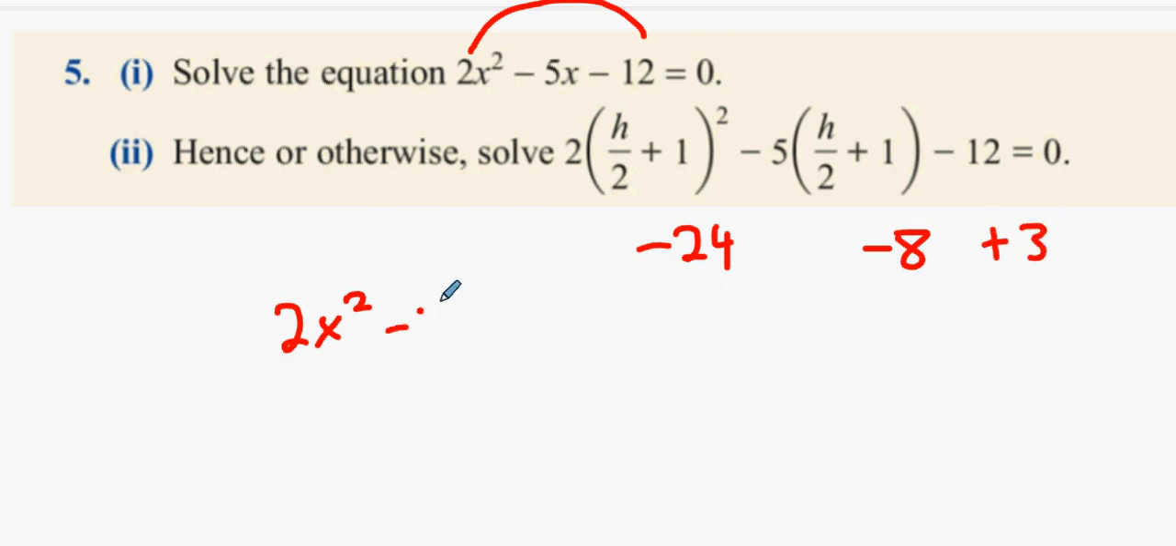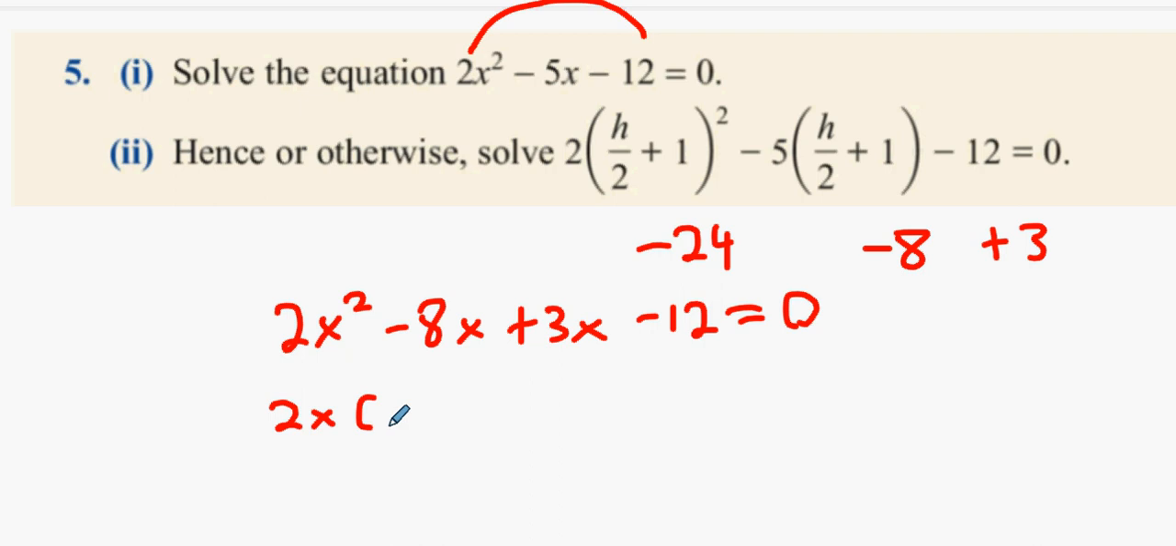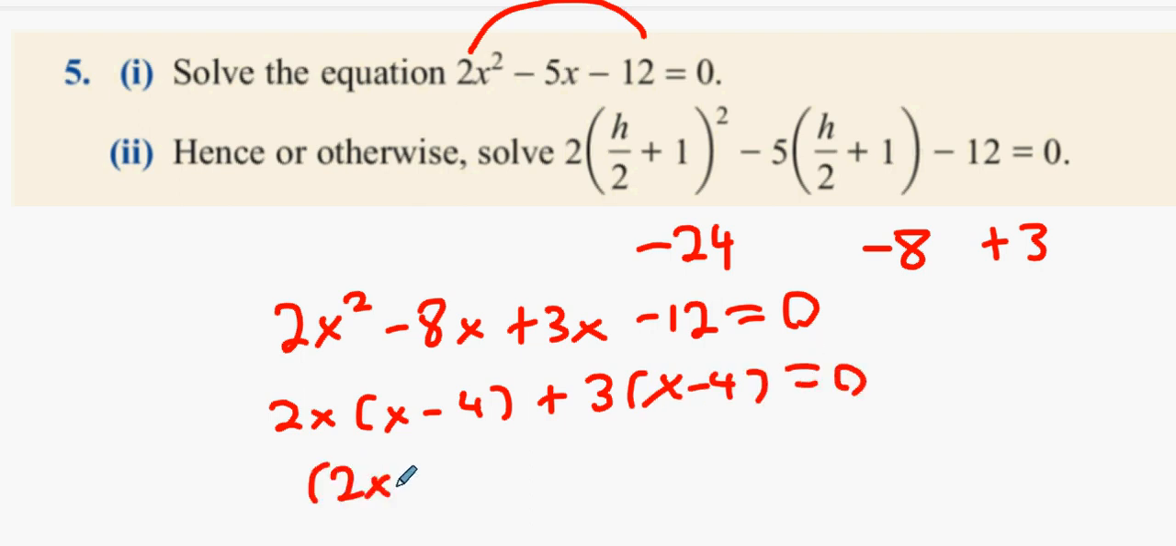So minus 8x plus 3x minus 12. And what's next? What can I take out? 2x, yeah, into x minus 4, plus 3 into x minus 4 equals 0. So 2x plus 3 and x minus 4 equals 0.